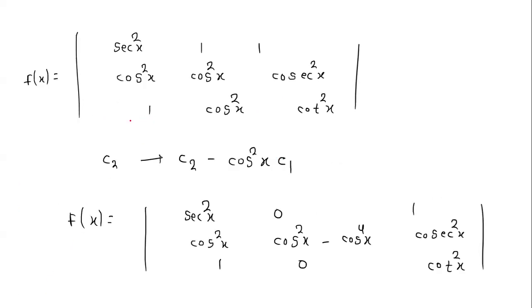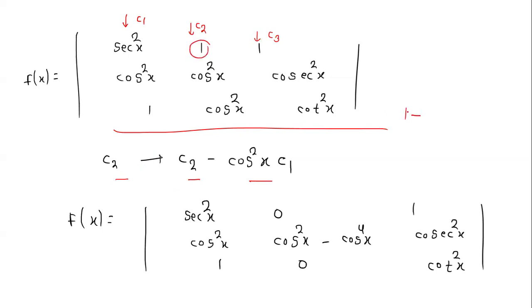So you see we have f of x is equal to this determinant. Let's simplify this. This is column 1, this is column 2 and this is column 3. Now, if you apply this operation, C2 converts to C2 minus cos x whole square C1. So this is the C2 element which is 1 and this is the C1 element sec x whole square, and if you multiply this by cos x whole square, 1 minus 1 goes to 0. So this element becomes 0.